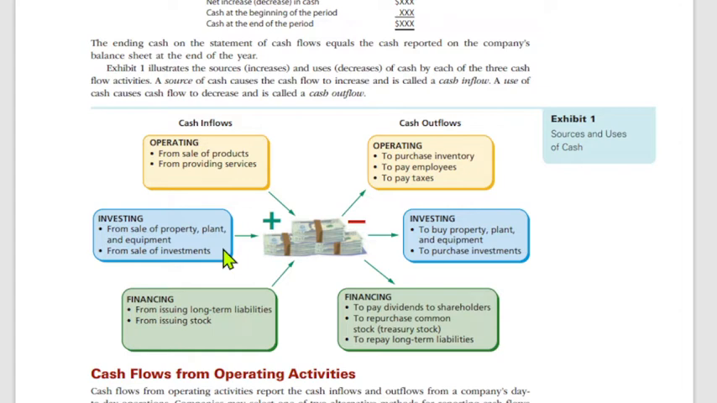Kapag ikaw ay bumili ng PPE or you purchase investments on the other side, that is an outflow. Kapag ikaw ay nag-issue ng long-term liabilities and issue stock dahil gusto mong mapunan yung deficiencies on the cash requirement, that is an inflow. Kapag naman ikaw ay nagbayad ng dividends, nag-repurchase ka ng common stock or nag-repay ka ng long-term liability, ibig sabihin yan ay outflow, palabas yung cash.